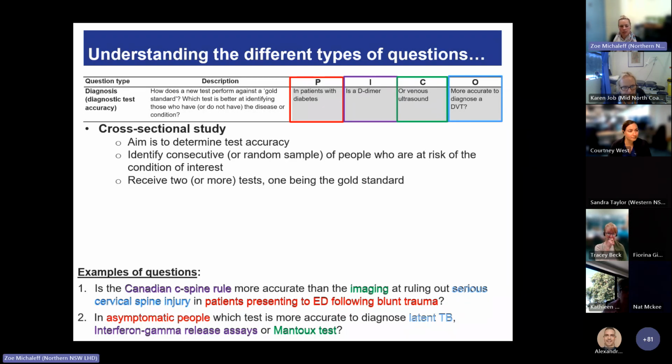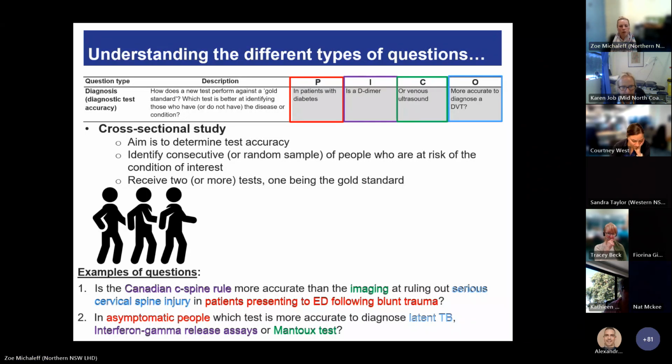The best primary study design to answer questions of diagnostic test accuracy are a special type of cross-sectional study. And the aim of these cross-sectional studies is to determine how well a new test or a new assessment identifies people with or without the condition compared to the gold standard or the reference standard. And so in these types of studies, what the authors would do would be to identify a consecutive or a random sample of people who are at risk of the condition of interest.